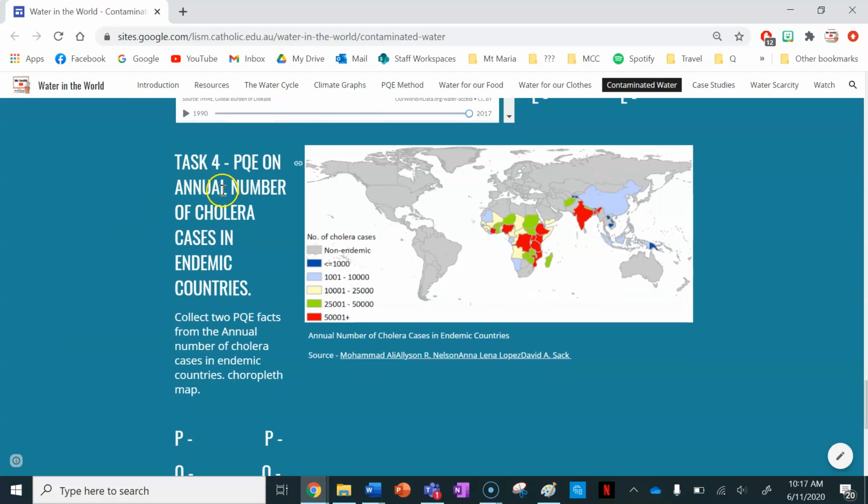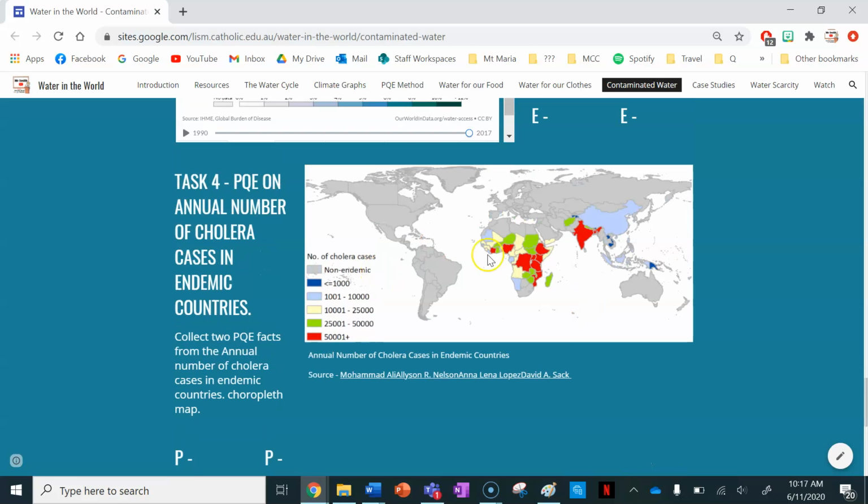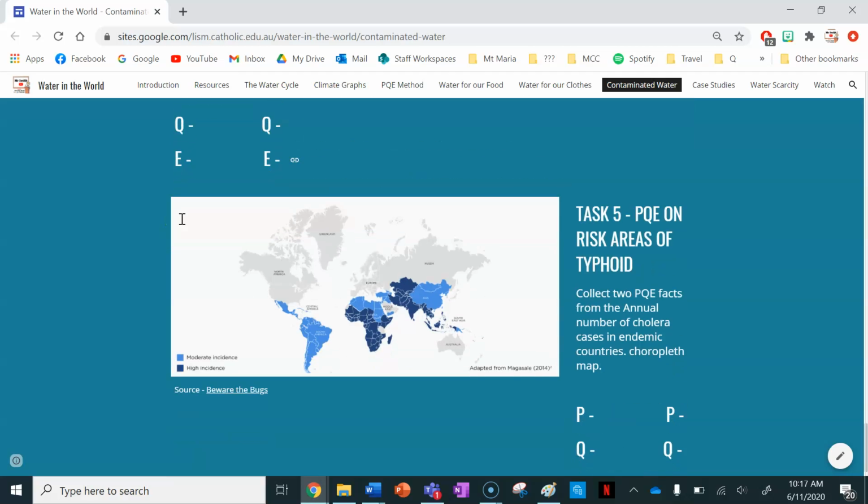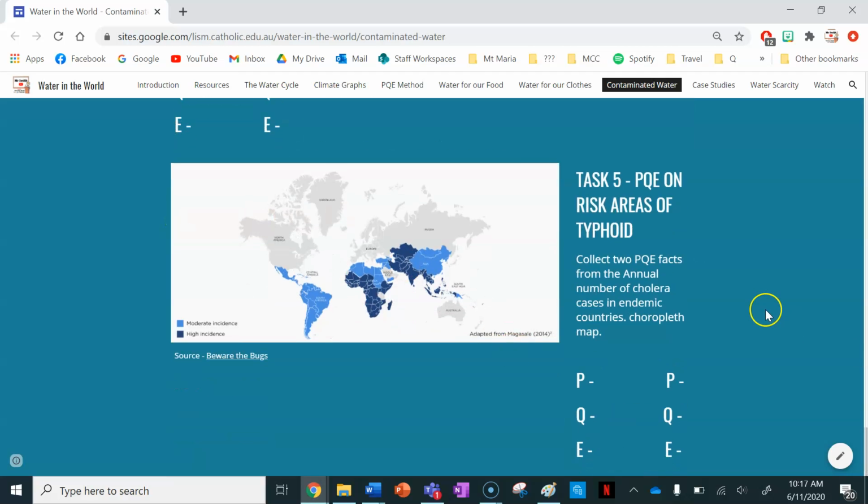Task 4 is the annual number of cholera cases in endemic countries. Endemic means where the disease happens. You can see here we've got more Central African regions, and also India really struggles with cholera cases. These are the amount of cholera cases in these countries. These countries have 50,000 plus cholera cases. You need to collect 2 PQEs from that map. And if you need to go over the PQE information, you can access this tab here on how to collect a PQE and what a PQE is.